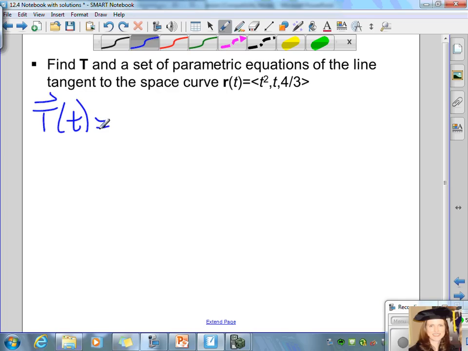Again, you can pause the video now, try this one on your own, and then come back to the video to check your solution. Our unit tangent vector is r prime of t divided by the magnitude of r prime of t.